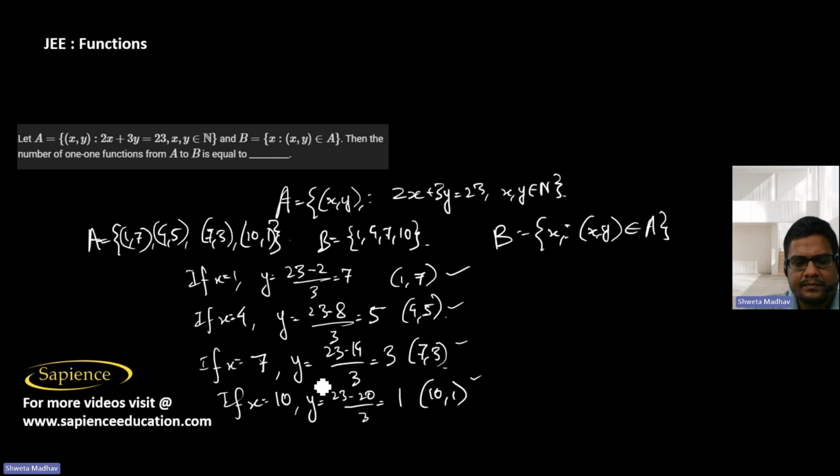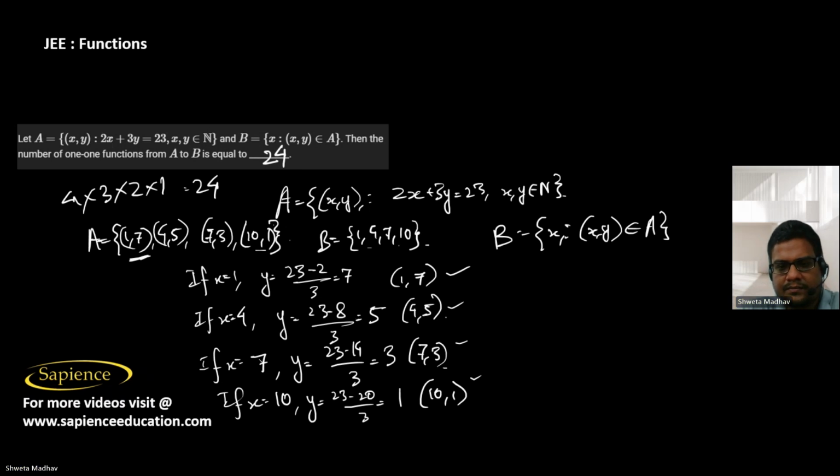Okay, so it means that the first element will have 4 options, the second element will have 3 options, the third element will have 2 options, and the fourth element will have 1 option. So that will be 4 times 3 is 12, 12 times 2 is 24. So there will be 24 1-to-1 functions. So 24 is the answer.